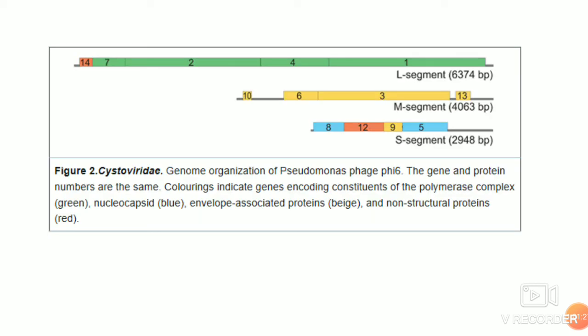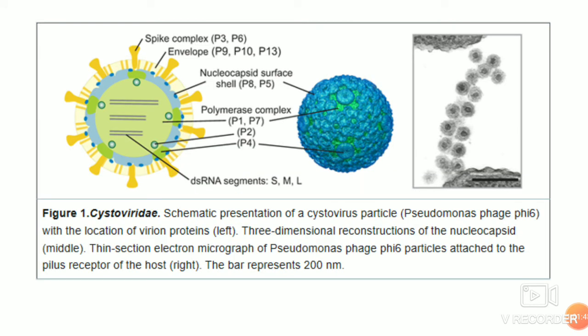The non-structural protein, which is in red, that is P12, is a morphogenic protein that is probably involved in envelope assembly. There are other proteins which might also be expressed as non-structural proteins. The virions may contain about 20% lipid by weight, and this lipid covers about one half of the envelope surface area. Viral lipids are derived from the host plasma membrane. The lipid composition of the viral envelope and the host plasma membrane are very similar.